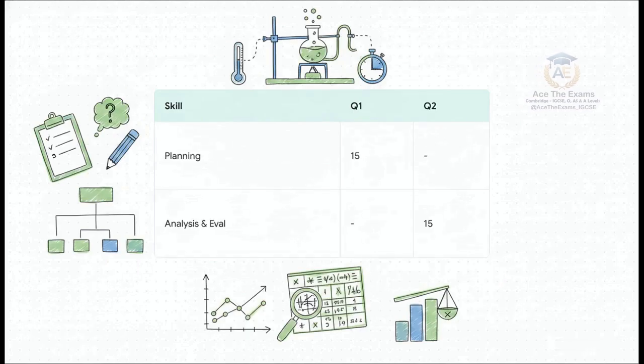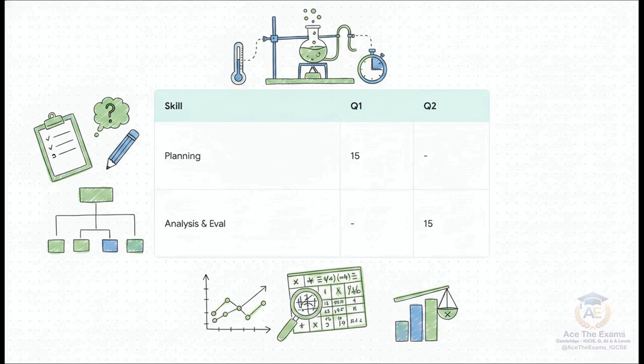Now, for A-Level Paper 5, the game changes entirely. No physical lab equipment here. Instead, you face one 15-mark question focused 100% on experiment planning, like designing the whole investigation from scratch. Then, a second 15-mark question dedicated solely to analyzing and evaluating a provided dataset. It is a pure, unadulterated test of your scientific methodology.